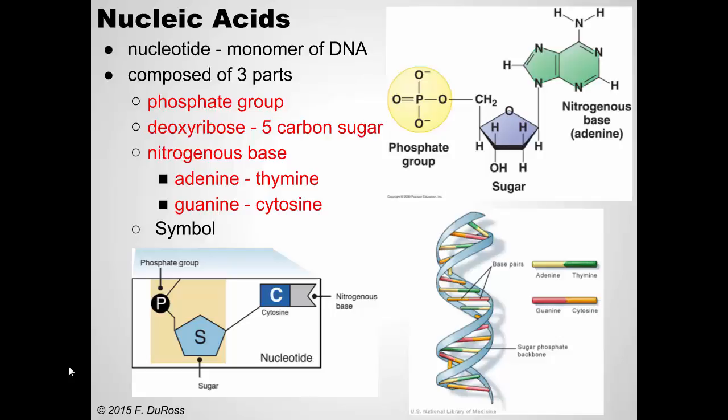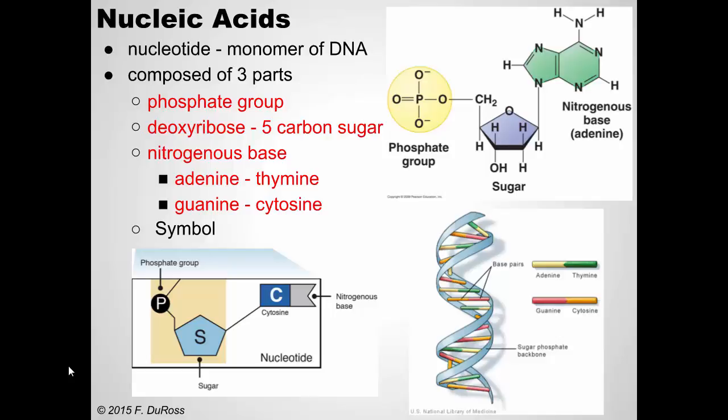But are they different? They're all different. So wait, there are only 4 possible nucleotides in DNA, and they're named by those nitrogenous bases. So one nucleotide might have adenine, one might have cytosine, one might have guanine.